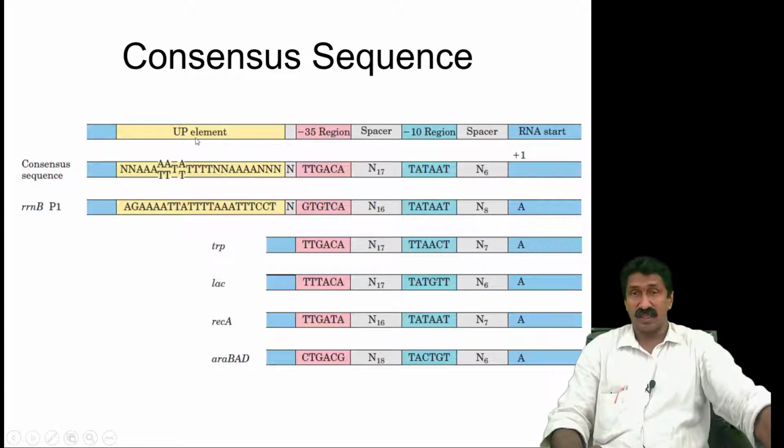Now we have some UP elements, which are present here in some cases, and this is the +1 point or the start point. And as we mentioned, in most cases, the A in the CAT sequence will be the start point that is represented as the +1.